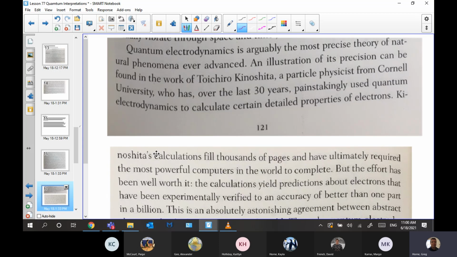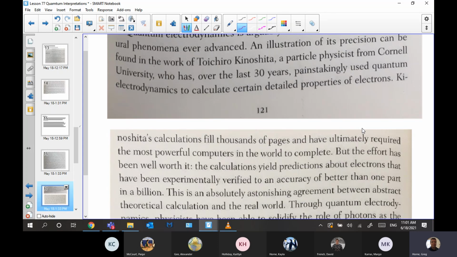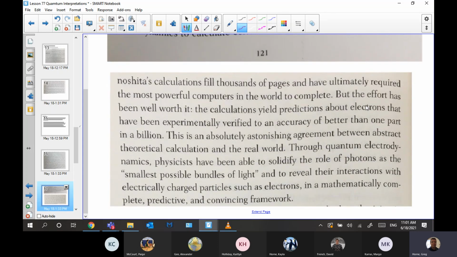So quantum electrodynamics is arguably the most precise theory of nature and phenomenon ever advanced. It's incredible. It works so well, and it encompasses these three branches of theories together. It's just amazing. An illustration of its precision can be found in the work of a particle physicist at Cornell, who over the last 30 years painstakingly used quantum electrodynamics to calculate certain detailed properties of electrons, right? Thousands of pages of calculations requiring the most powerful computers in the world to complete, but the effort's been worth it.